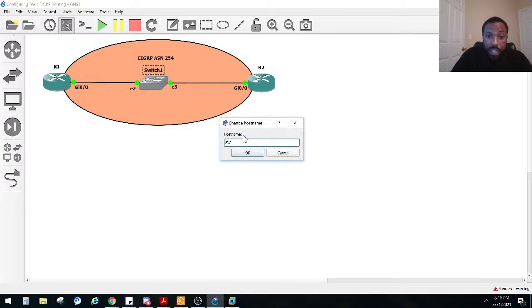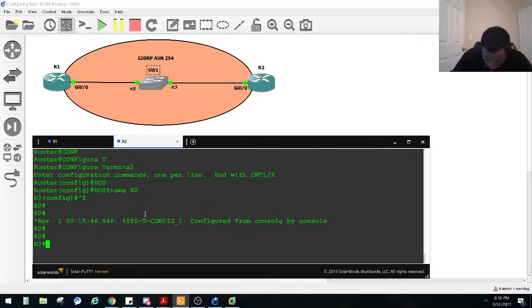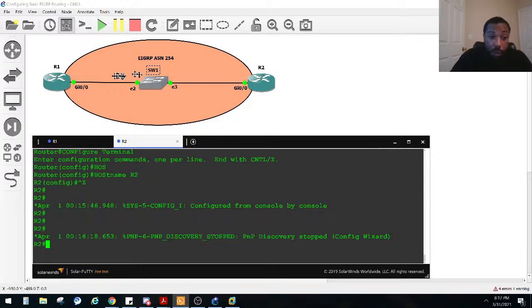SW1. Again, your simulator or emulator might be different if you're using EVE-NG or Packet Tracer or something like that. Task 2 was to configure the VLANs on the switch, but this switch acts funky, so I'm just going to leave the VLANs as default. Keep in mind that by default, switch 1 will be a VTP server, and I'm not going to mess with that. So we'll leave the switch and worry about EIGRP on router 1 and router 2.